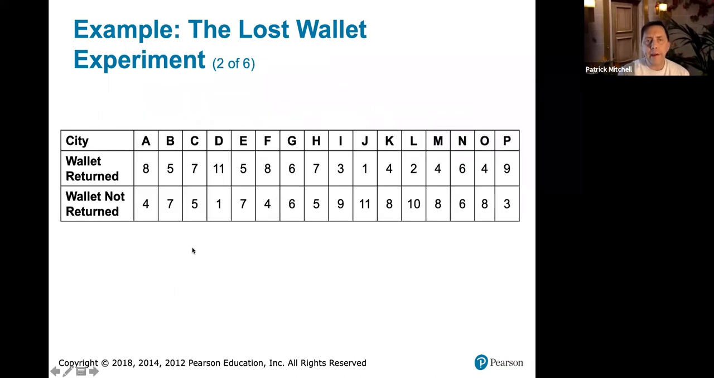So here is the data. So you can see, for example, that city D appears to be a very honest city. 11 out of the 12 wallets were returned, as opposed to city J, where only one of the wallets was returned. Okay? And everybody else falls somewhere in between. So, I mean, it looks like it depends on where the wallet was lost, but you know how we do it. We want to know if these results are statistically significant.